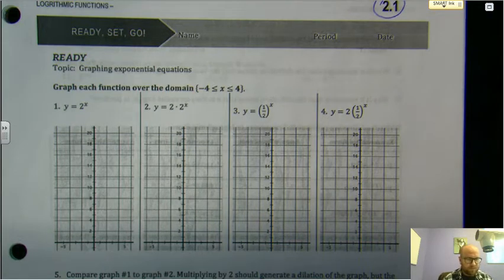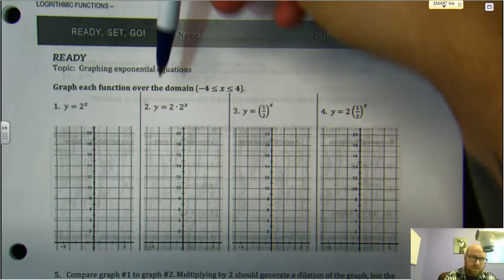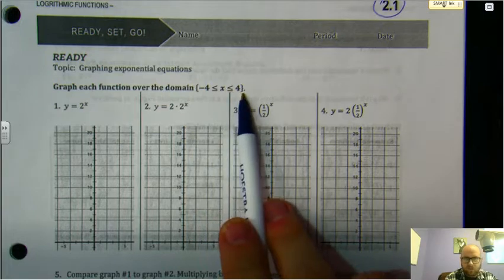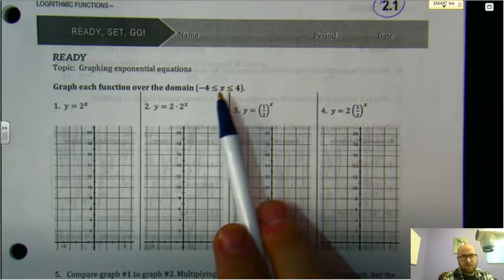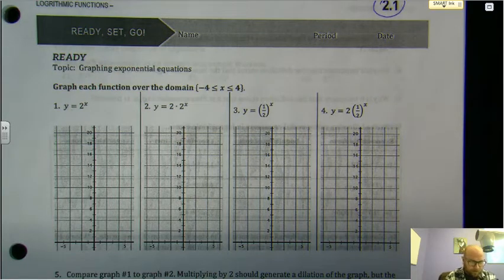Alright, in the very first section here, we're talking about graphing exponential equations. And it wants us to limit our domain from -4 to 4, right? Where all x's are between -4 and 4. So what does that mean for our equations? Well, let's go ahead and look at this real fast.